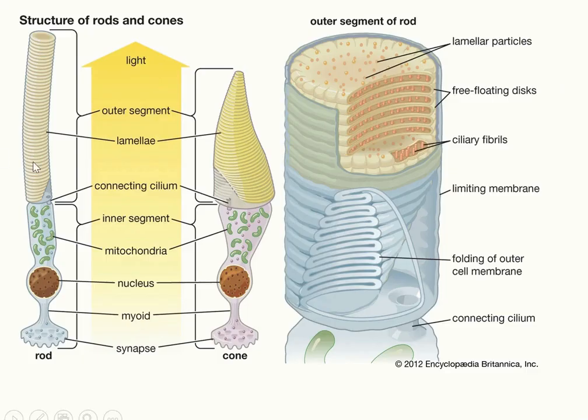In this diagram, on the left side is a rod, and on the right side is a cone. This cream colored portion is the outer segment of the rods, and the remaining portion is the inner segment of the rods. The outer segment of the rods has been enlarged on the right side here. What you can observe here are membranous discs. These membranous discs have molecules present, and those molecules are called rhodopsin.